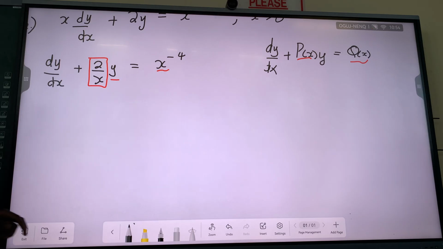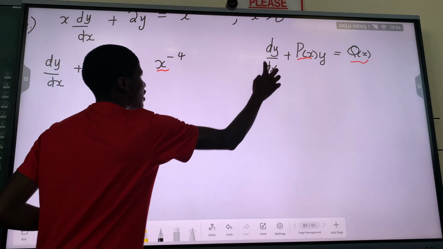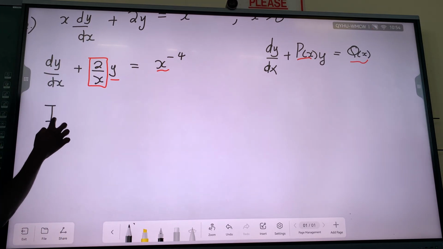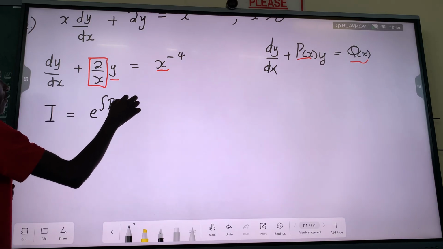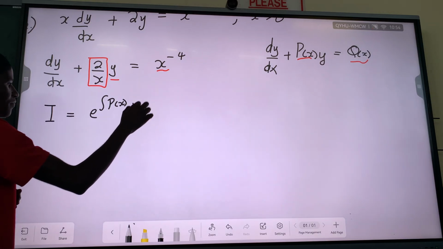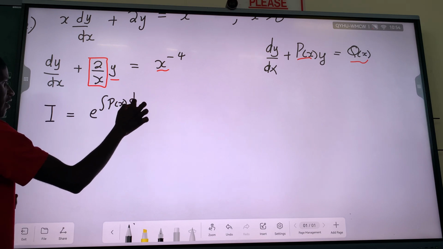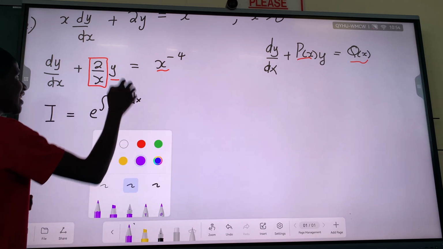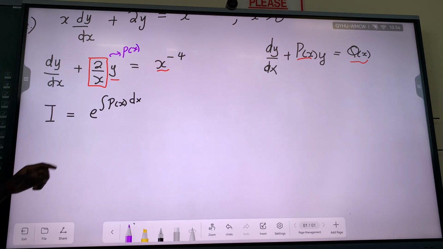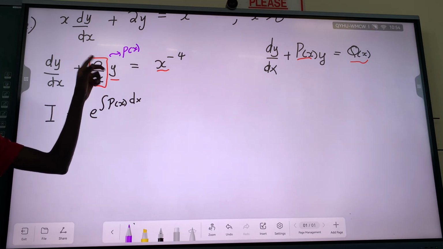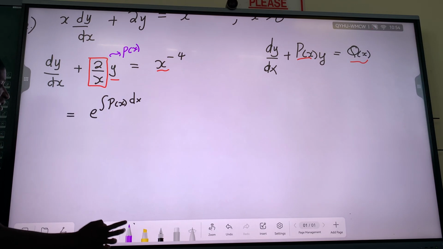What's the next step? The integrating factor. So the integrating factor is equals to e to the power of the integral of P(x) dx up there. And here our P(x) is what? It is 2 over x, because this function of x is multiplied by what? By y. So this is our integrating factor.